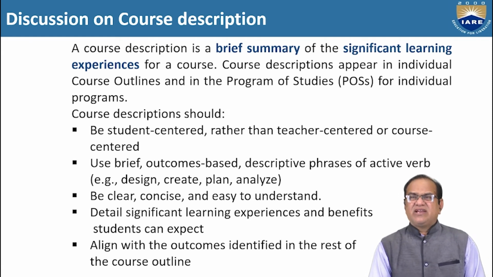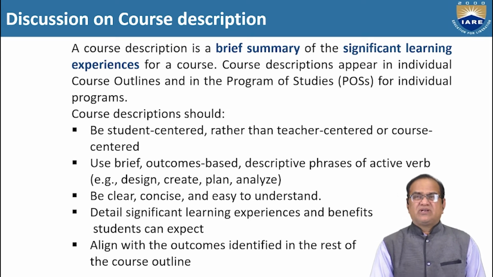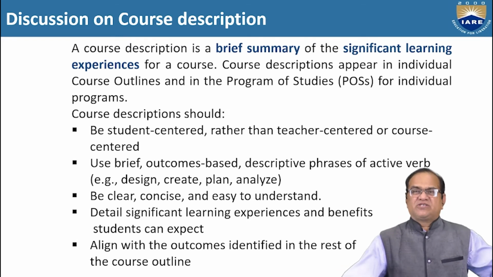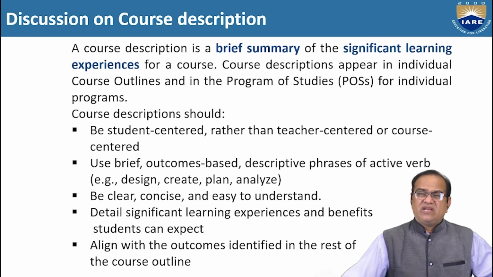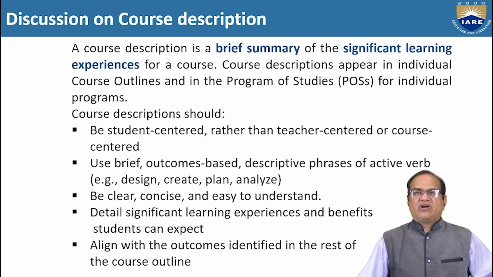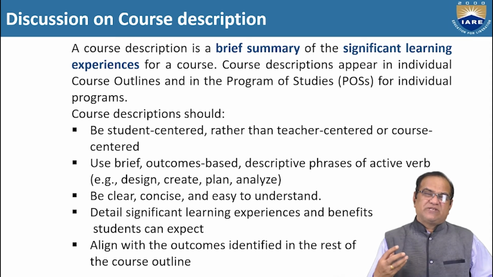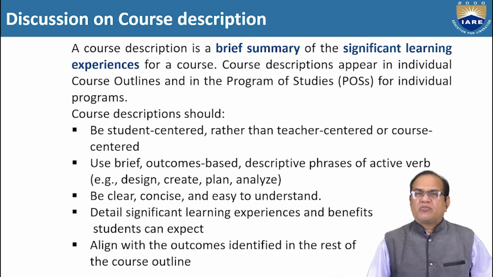Detail the significance, learning experience and benefit a student can expect. We should try to give experiences from what we have learned after working in different industries, in academia, research and industrial visits. We should organize some events also, so that the experience they are learning gives them benefit. Align with the outcomes identified in the rest of the course outline. Our course description should be aligned with the other program outcomes.